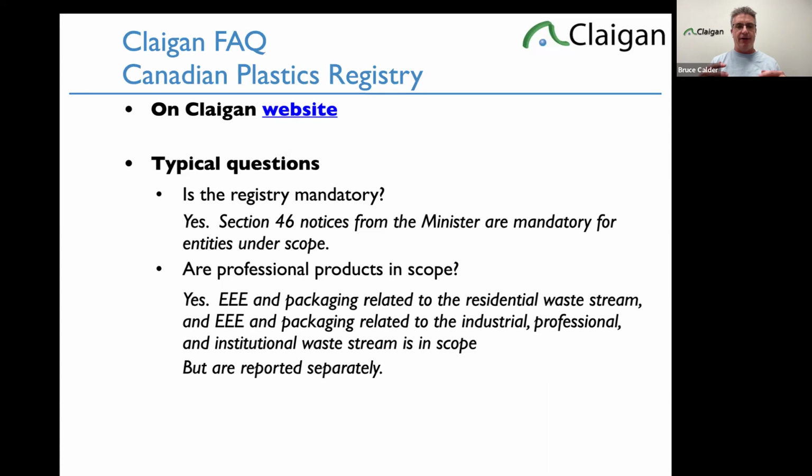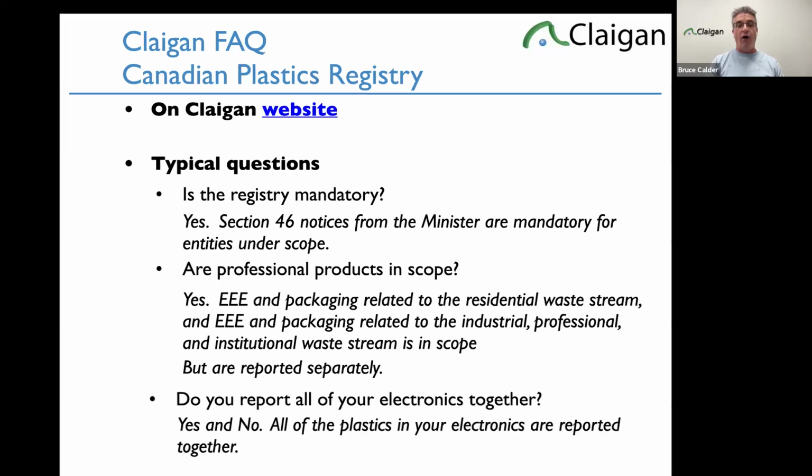So imagine you have professional laboratory equipment, monitoring control, and you have consumer monitoring control equipment. They get reported separately. They're both in, they just have a different reporting. Do you report all your electronics together? Yes and no. All the plastics and the electronics are reported together by subcategory, and I'll show you some of the subcategories. Each subcategory is split up between consumer and professional.